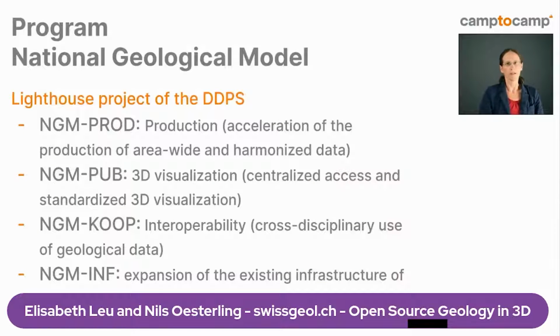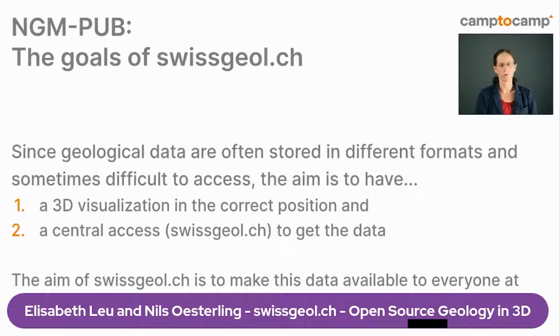Based on this situation, the program NGM was started at swisstopo, and due to its high economic benefit, it became a so-called lighthouse project for the public administration. The National Geological Model Program is divided into 4 different projects. One is about production of the data, the other one is about publication and visualization of the data, the third one is about cooperating and interoperability, and the last one is about the expansion of the existing infrastructure of the geological 3D models. We are working for the project NGM PUB, so about the publication and the visualization of the data.